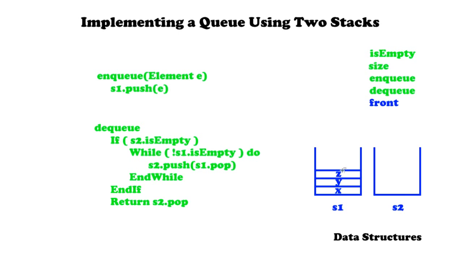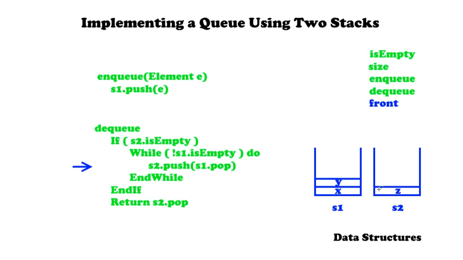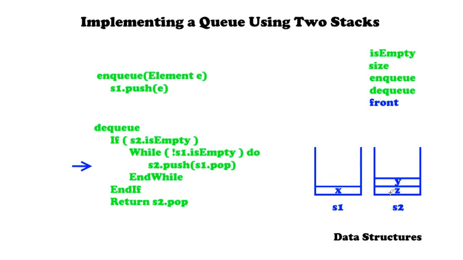So in this example we would transfer Z to stack 2, we do the same for Y, we do the same for X, and we simply pop X off stack 2. And that's the element that was first added to the queue, so we also wanted to remove it from the queue first. That satisfies the first in first out property of the queue.